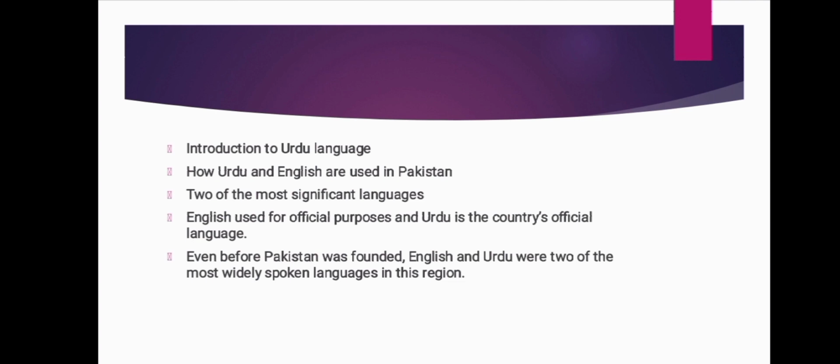According to Pakistan's 1973 constitution, English may be used for official purposes until plans are made to replace it, and Urdu is the country's official language. Plans must be made to use Urdu for official and other purposes within 15 years of the Constitution's beginning state. Even before Pakistan was founded, English and Urdu were two of the most widely spoken languages in the region. Both Urdu and English are promoted in a variety of aspects of life and are the languages of the domains of power.